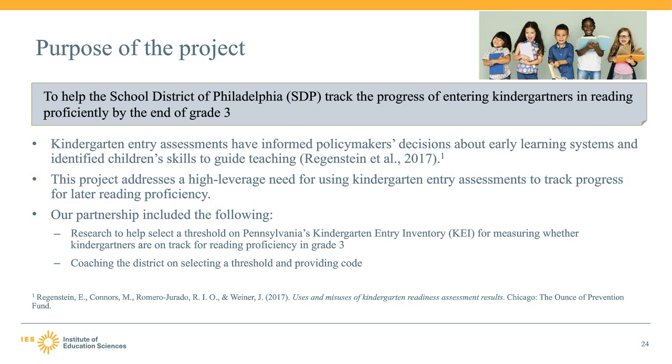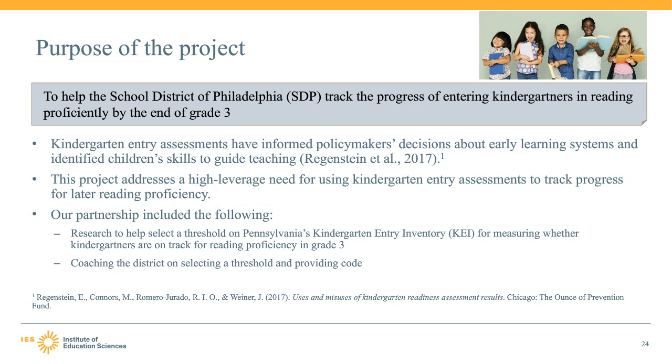The school district had a lot of efforts going on with the goal of increasing the percentage of children who could read proficiently by 4th grade. And they wanted to track progress towards increasing the percentage of students who can read on grade level. But they'd have to wait a long time to figure out if they were making progress if they had to rely on the grade 3 assessment.